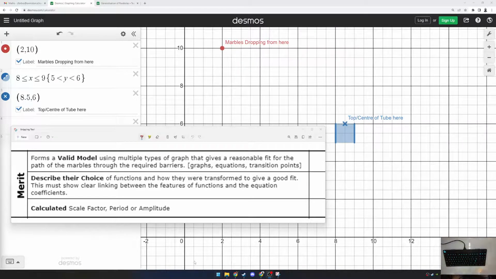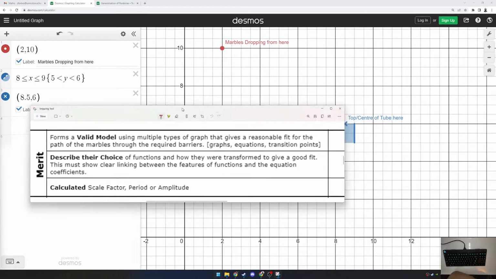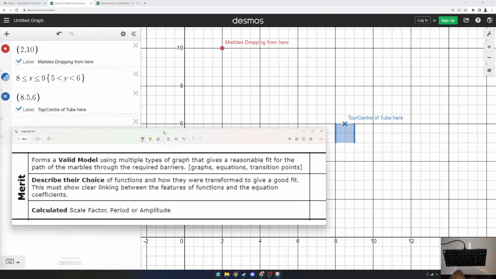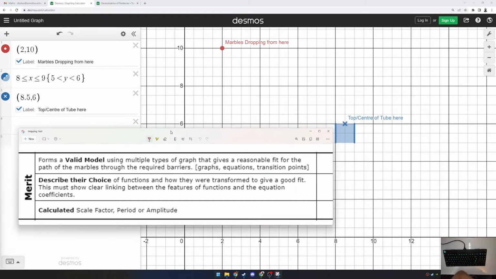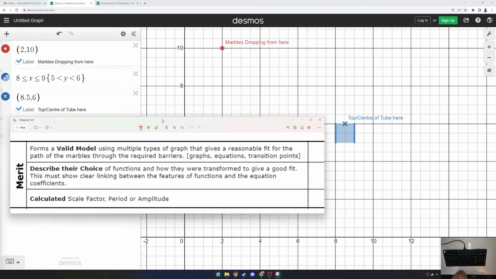What we're going to do today is have a look at the generalization of a parabola. That is the merit level of this skill. So here I've got the marking grid that we will be using. It says that for merit you need to form a valid model, using multiple types of graph, that gives a reasonable fit for the path of the marbles through the required barriers.